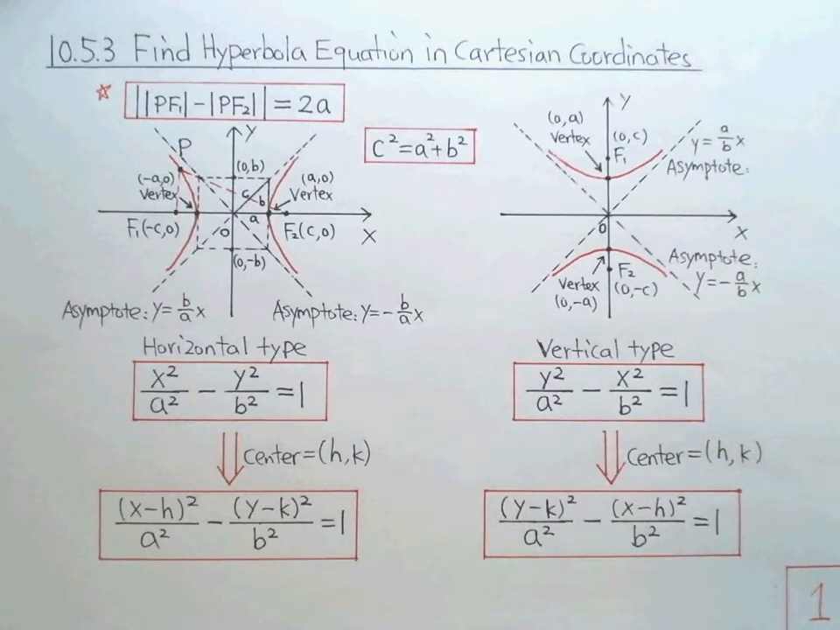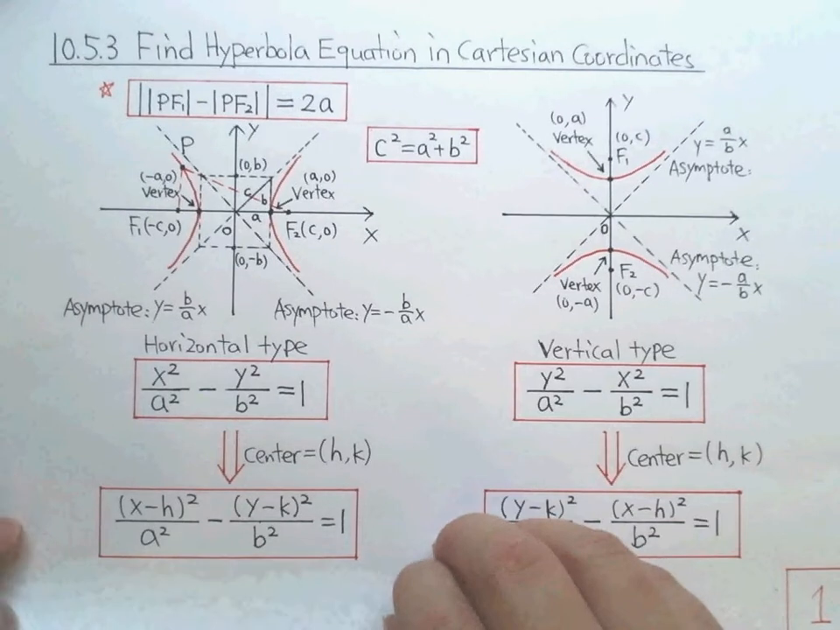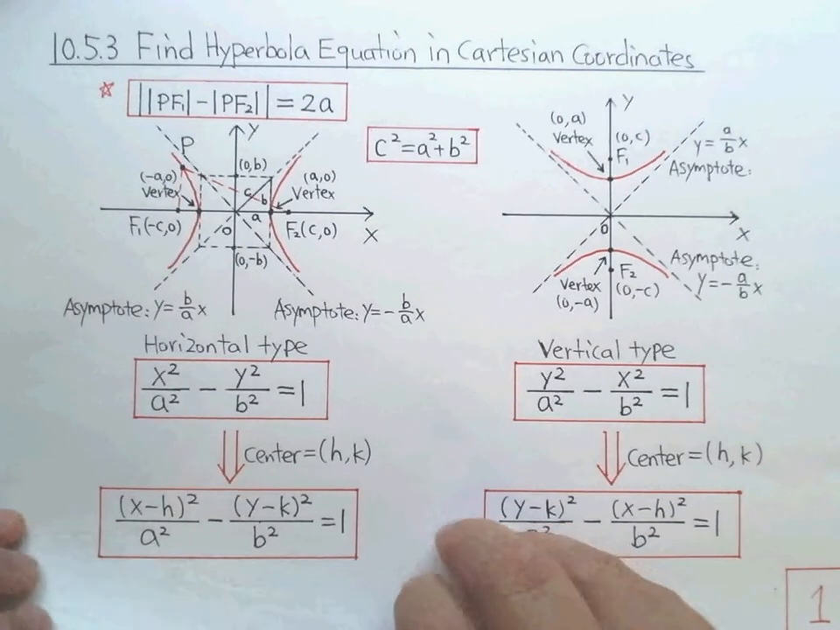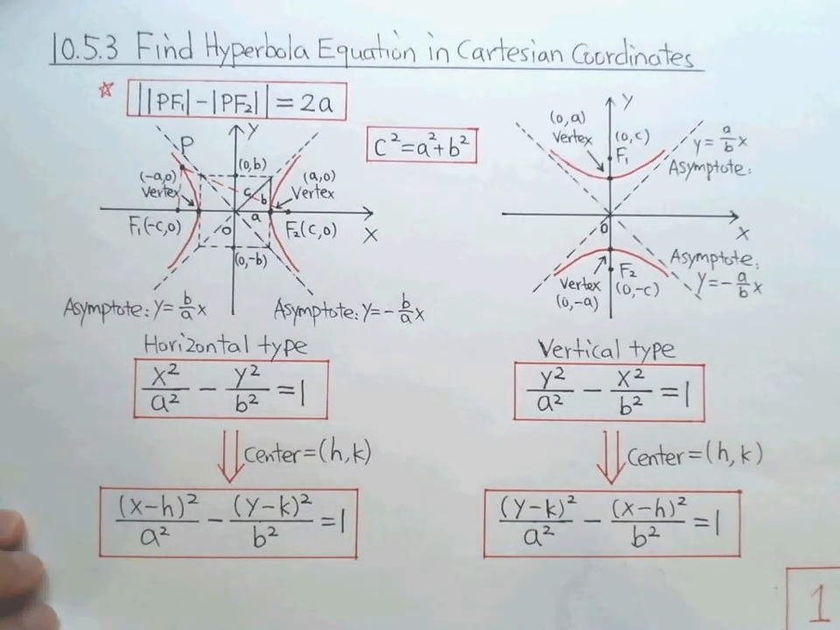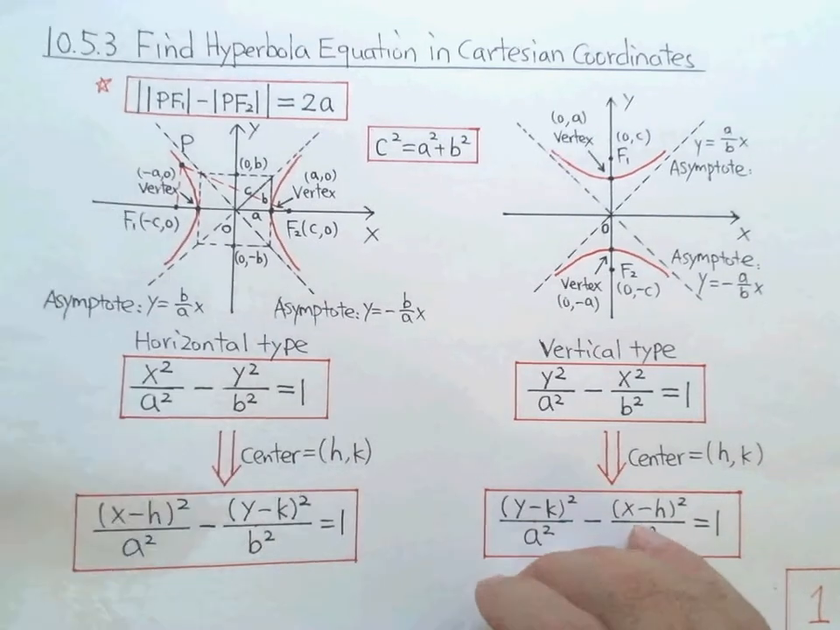So if we shift, we get this equation, and these are the two standard equations we can see here. I'll give one example of how you use these two, either one, to get the standard equation.